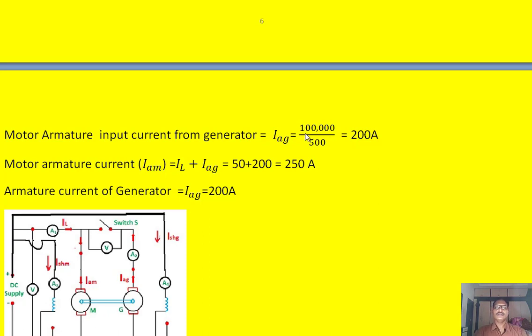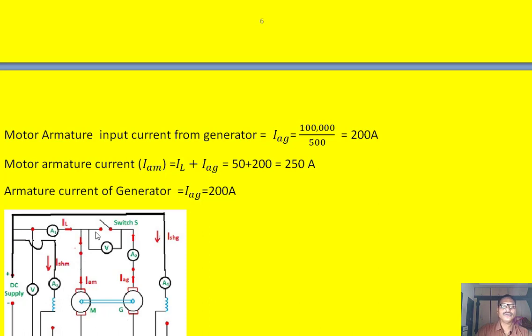So the load in kilowatts is given as 100 kilowatts. So 100 into 1000 divided by 500 gives the armature current from the generator, that is nothing but 200 amperes. This is one current that is flowing into the motor when the switch is closed. Similarly, there is another current coming from the supply, that is IL. So one is IAG, the other is IL, entering the armature of the motor.